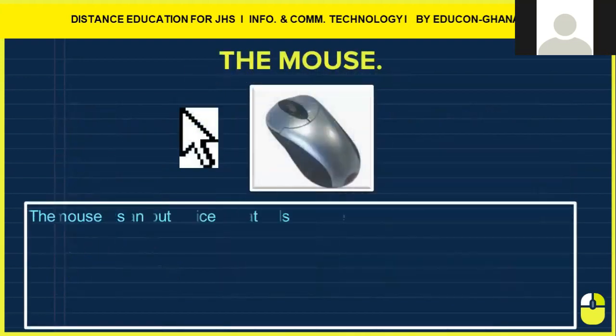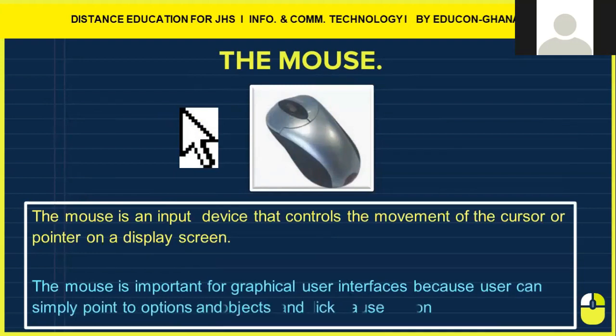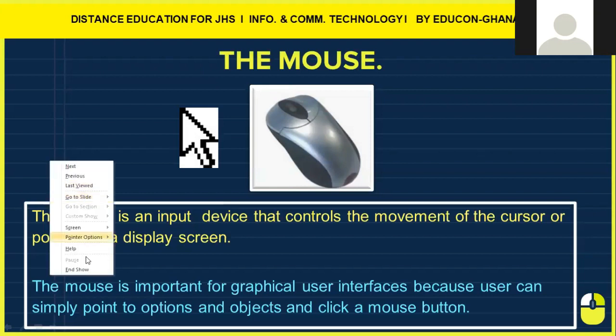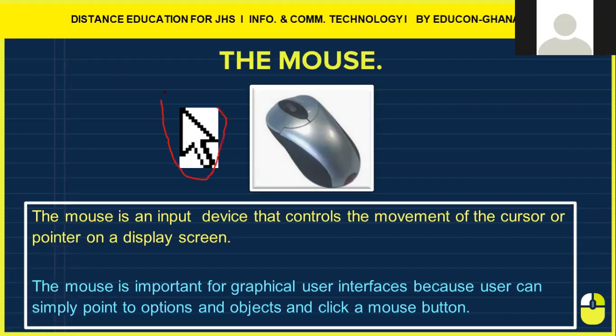So we now move on to the mouse. The mouse is just an input device that controls the movement of the cursor or pointer on the display screen. The mouse is important for a graphical user interface because the user can simply point. You can use the mouse to point, and this is the mouse pointer. As you move the mouse, this one moves on the screen as well. So that is the mouse.